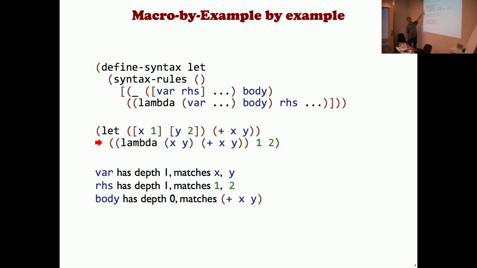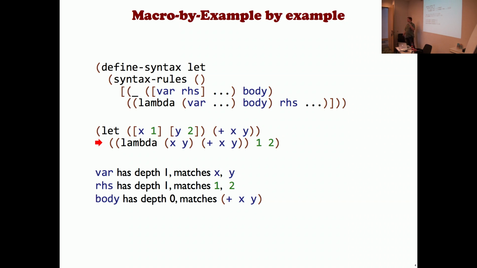Okay, so here's macro by example. We have this beautiful definition of let that says my pattern is, well, I don't care about the keyword position. I take a list of var and RHS binding pairs and then a body at the end. And I transform that into the immediate application of a lambda with the variables and the body applied to all the RHSs.